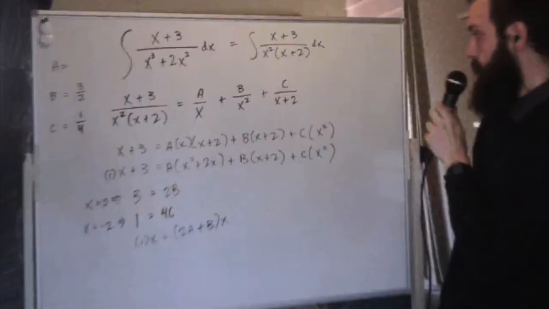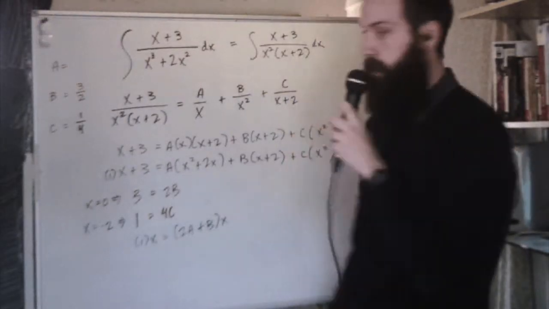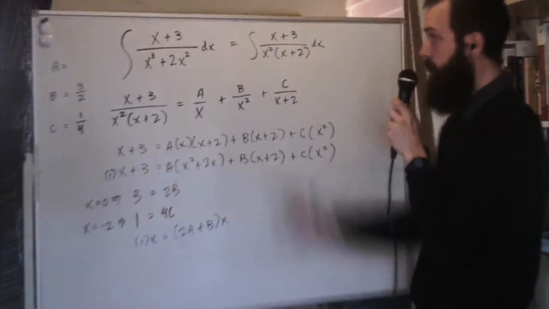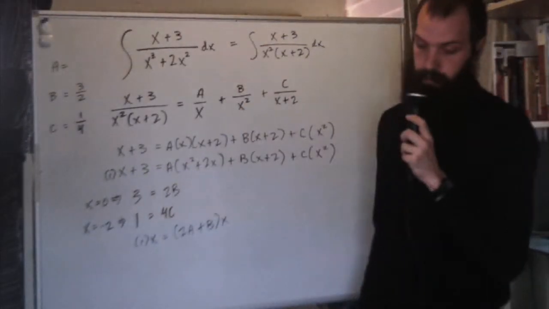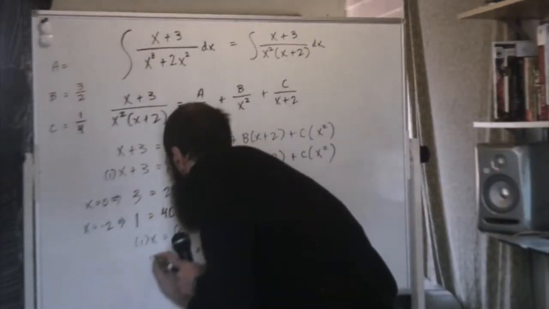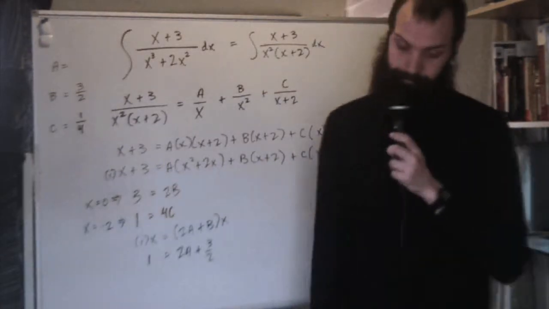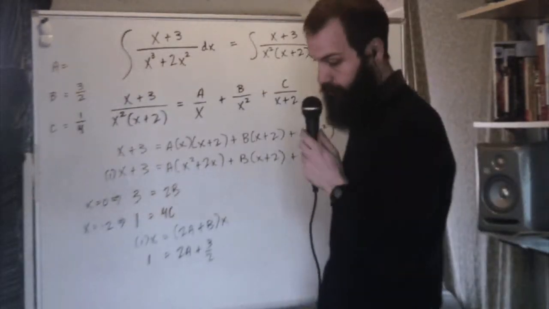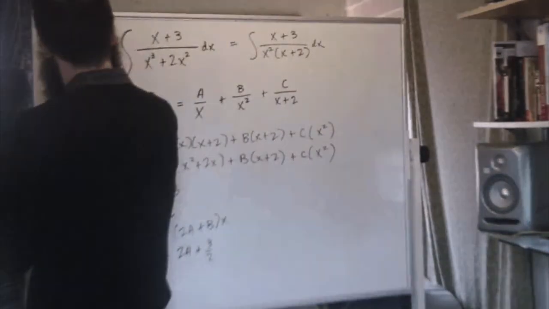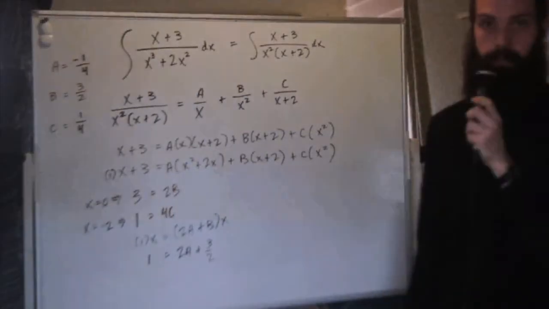Now, we see that 2a plus b must equal 1. We have b equals 3 halves. So 2a plus 3 halves equals 1. Which means a equals negative 1/4.